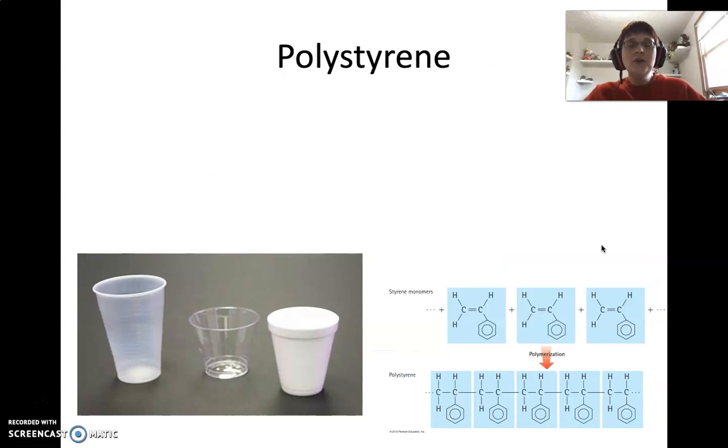Another one that I know you've all seen and used is polystyrene. So poly again for the polymer and styrene for the monomer. You might be catching on to how we name these polymers. So here are the styrene monomers, and it's got a benzene ring in it. So when we join them together, we get our polystyrene molecule.